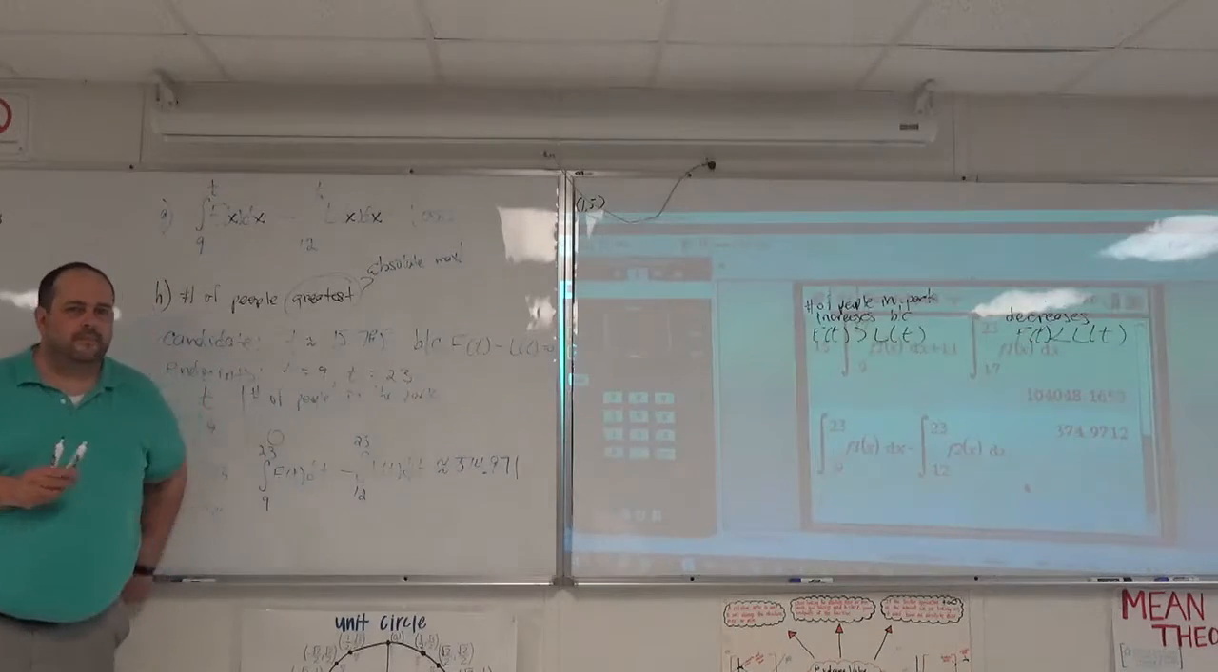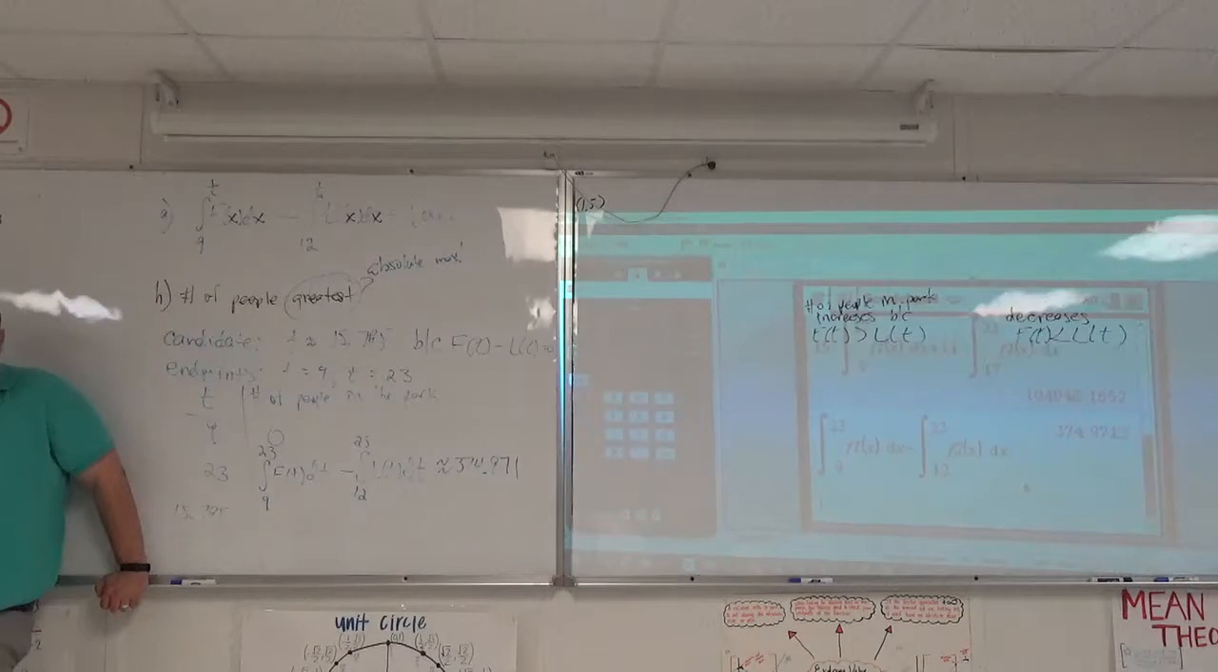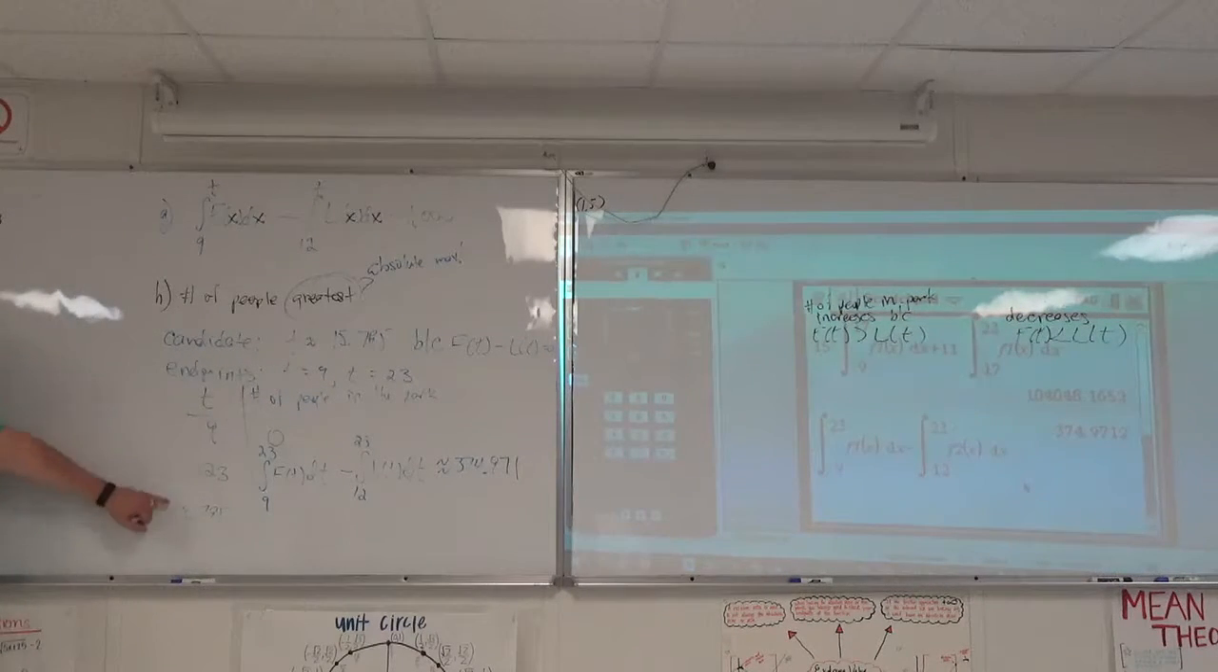Not done. Not done. Why are we not done? Lewis, why are we not done? Right, at this 15.795 number, you also have to find the integral.